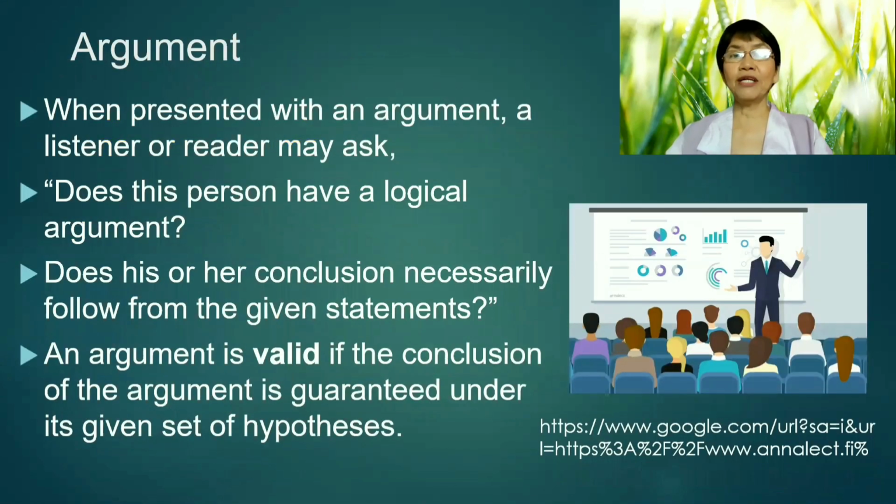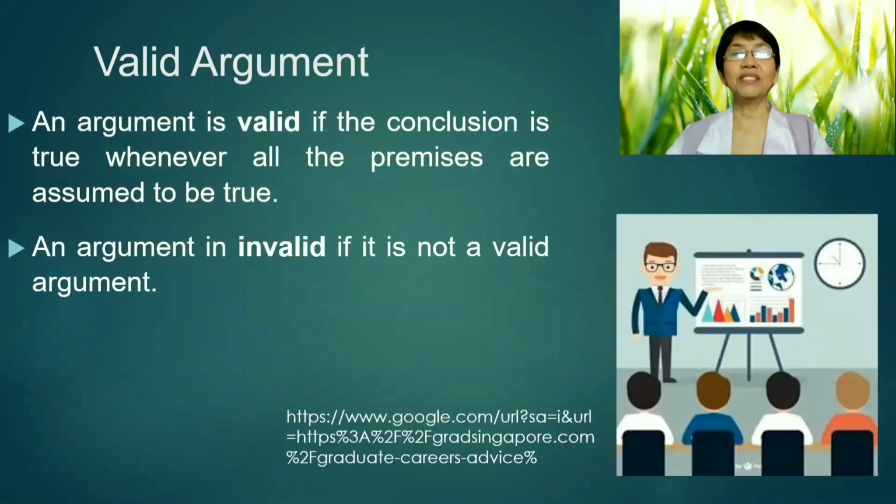When presented with an argument, a listener or reader may ask, does this person have a logical argument? Does his or her conclusion necessarily follow from the given statements? An argument is valid if the conclusion of the argument is guaranteed under its given set of hypotheses. An argument is valid if the conclusion is true whenever all the premises are assumed to be true. An argument is invalid if it is not a valid argument.